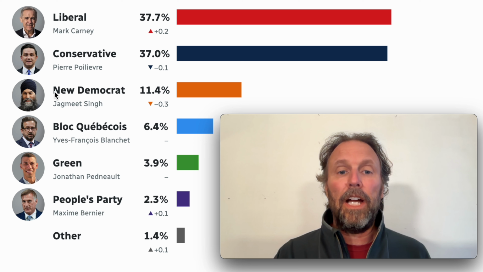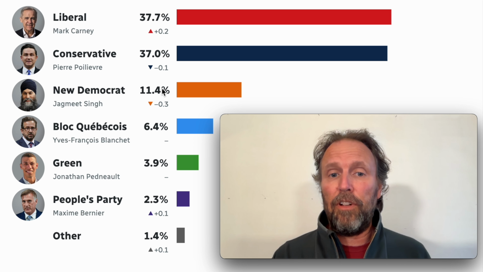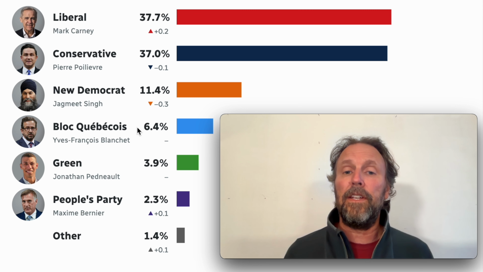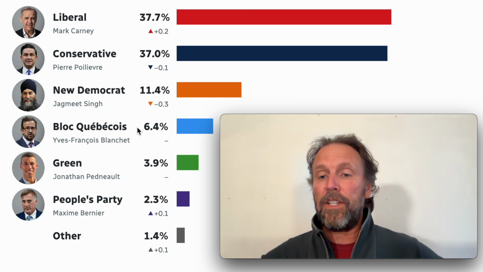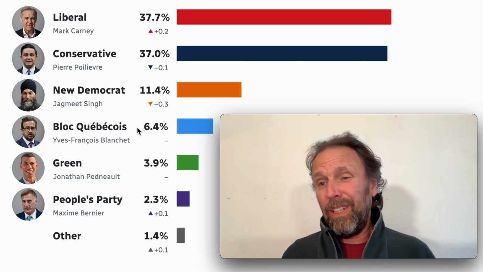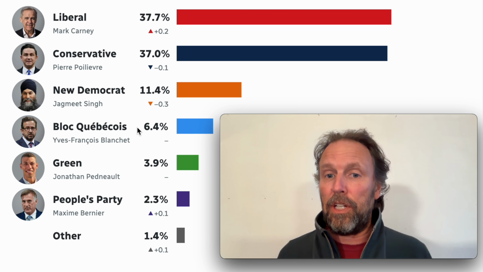How can that be? I just told you that the New Democrats are polling twice as high in the popular vote as the Bloc. The reason is the percentage of popular vote from the New Democrats is spread across the whole country fairly evenly, perhaps a little bit more in Ontario and British Columbia.